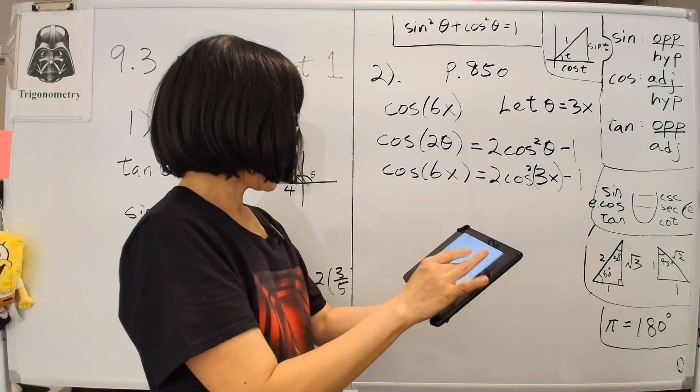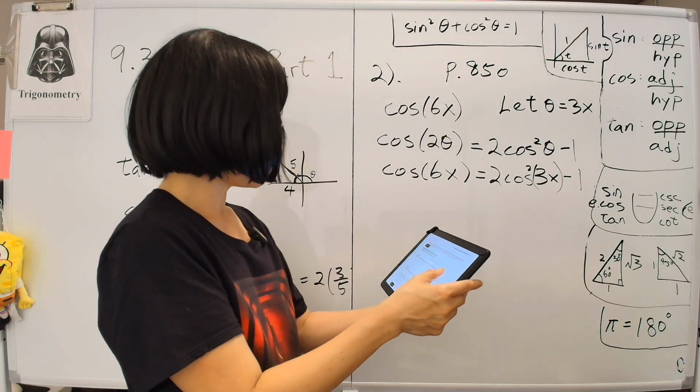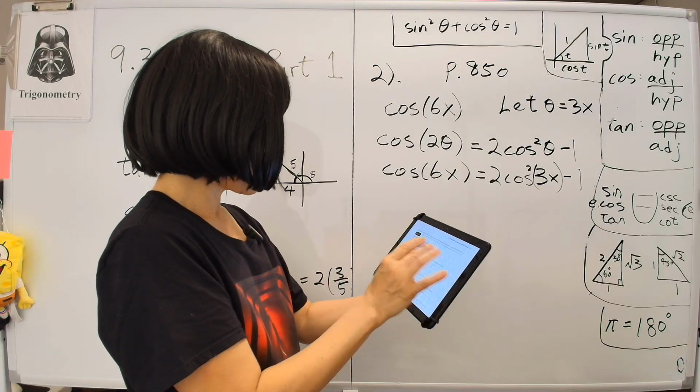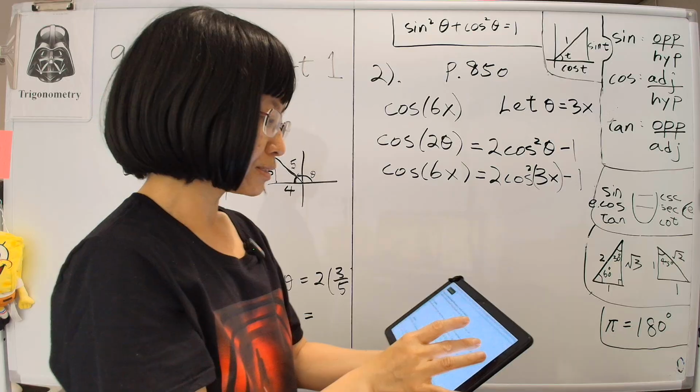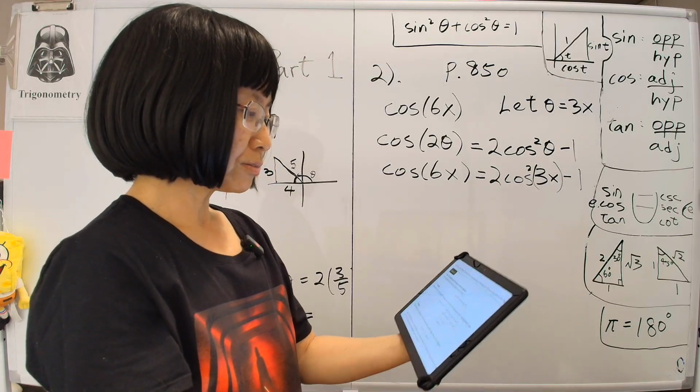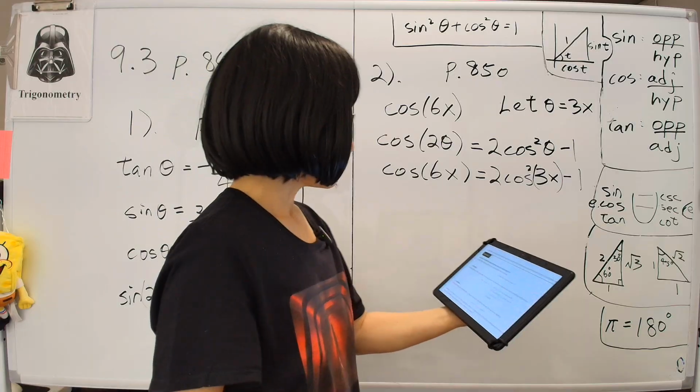Yep, and next let's look at something else. Turn to the next page, 851. Let's look at example 3, where we're supposed to verify that 1 plus sine 2 theta equals sine theta plus cosine theta squared. Okay, so let's do that.